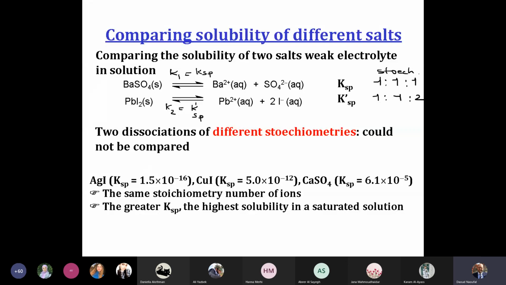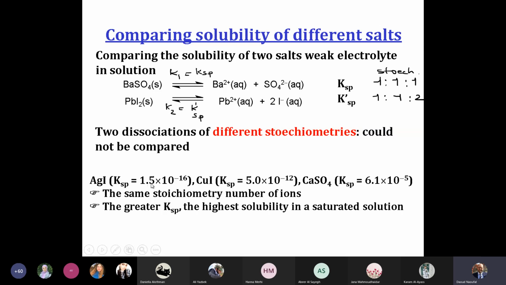Yes, you can use this concept if you can compare these two dissociations. You can use this concept if the dissociation of the two weak electrolytes follows the same stoichiometry. In this case, we have two dissociations of different stoichiometries, so the values of Ksp could not be compared.